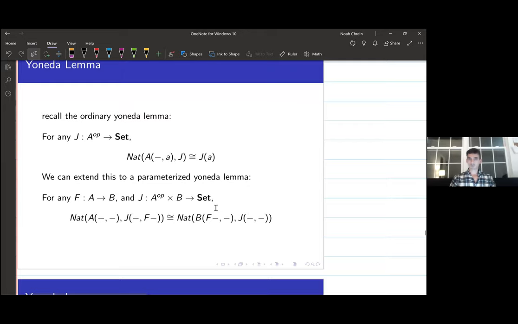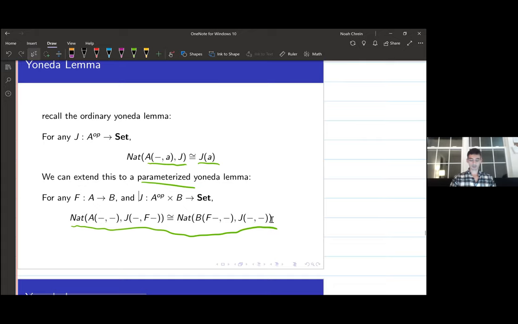Well, let's talk about the Yoneda lemma. The Yoneda lemma says that the natural transformations from the representable functor into an arbitrary presheaf, if we evaluate that, we get the presheaf evaluated at that representing object. We can make this Yoneda lemma much more complicated, a parameterized version of it for curried functors, which looks like this. Now you don't have to understand this. In fact, every time I look at this, I have to try to remember what this means.